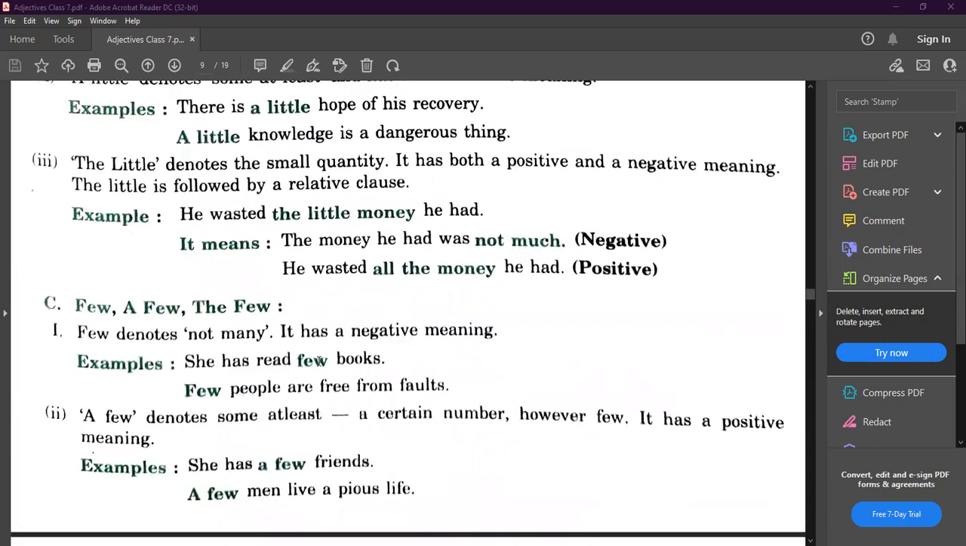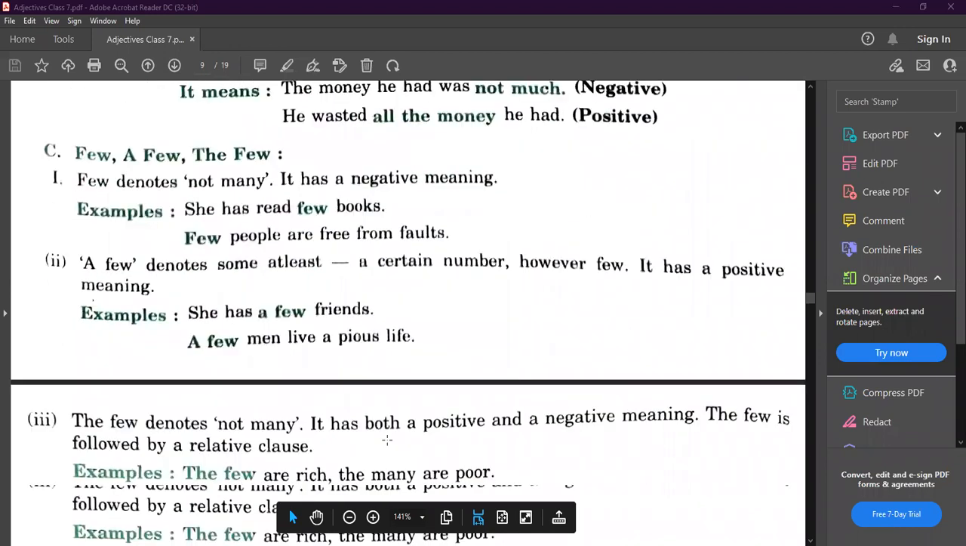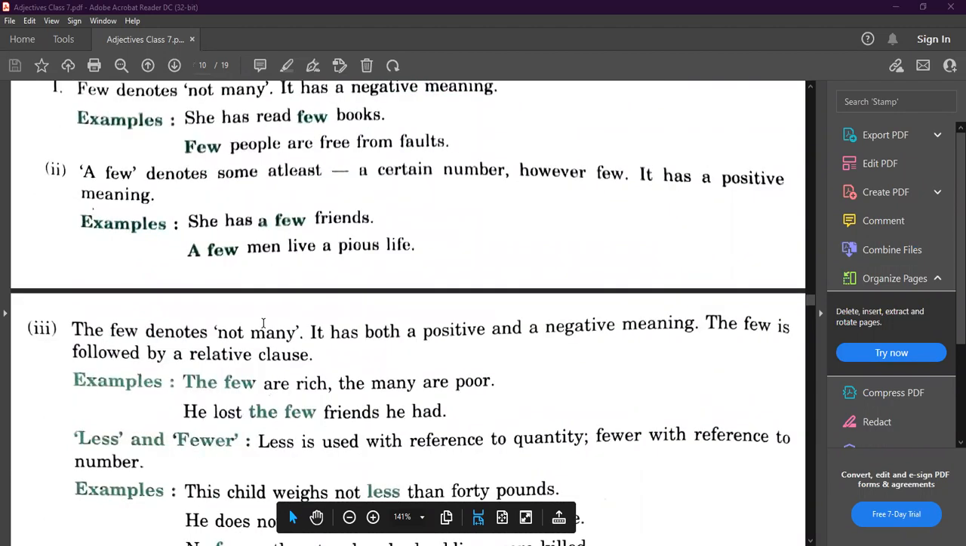Okay? Now, the next part is few, a few, the few. Few denotes थोड़े, ज़्यादा नहीं. ठीक है? She has read few books. थोड़ी सी बुक्स पढ़ी है. A few denotes at least a certain number. कुछ नंबर. It has a positive meaning. Few जो है वो negative meaning hold करता है. A few जो है वो positive meaning. She has a few friends. मतलब थोड़े से, certain number के. पता है उसको भी, है ना? The few denotes not many. It has both positive and negative meaning.